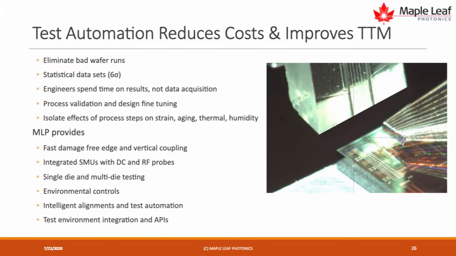So the probe stations that Maple Leaf has developed have to be able to do a number of things. They have to be able to provide damage-free access from edge and the vertical coupling into the chip. You need to be able to provide bias conditions for photodiodes and heaters and other diode elements on the chip with integrated source measurement units, and also provide DC and RF inputs. So you can imagine there's a lot of congestion around the chip that has to be accommodated.